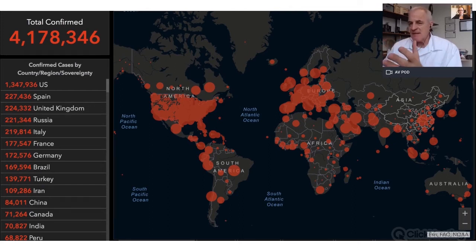More than 4 million people have been touched by the disease yet. So sometimes the disease is very minor, sometimes it's a lot more important. But as you can see, more than 1,300,000 people affected in the US, second Spain, United Kingdom, Russia, Italy, and so on and so on. But anywhere, all over the world, we are talking about a real pandemic situation.